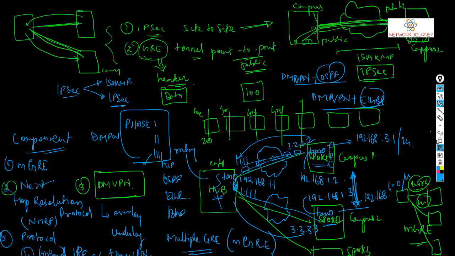Okay, so let's start with the basics of the DMVPN components. The first component in DMVPN, I said, is MGRE, which is called multi-point GRE.